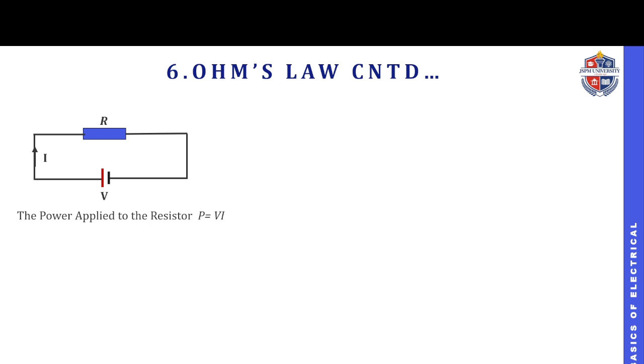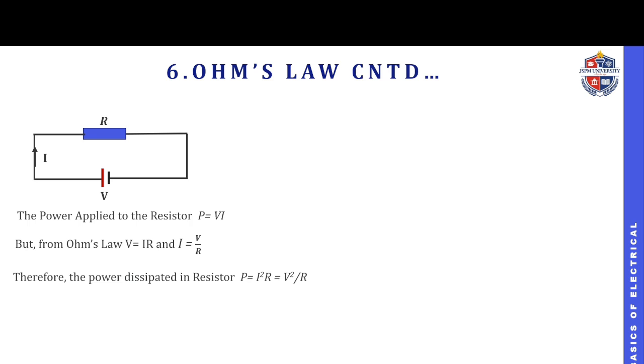Now in Ohm's law, we already know V is equal to I into R. From this, I is nothing but V by R. Therefore, the power dissipated in the resistance: the resistance is the only element connected in the circuit, so whatever power V into I is given to the circuit will be dissipated by the resistance. In the power equation P is equal to V into I, if we substitute V equal to I R, we get I squared R.